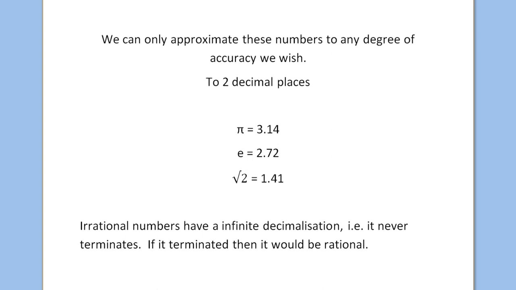We can only approximate these numbers to any degree of accuracy we wish. To 2 decimal places, pi equals 3.14, e equals 2.72, root 2 equals 1.41. You can quickly verify this on your calculator. Irrational numbers have an infinite decimalization, i.e. it never terminates. All the numbers after the decimal point go on forever and ever. They never stop. If it terminated, then it would be rational.